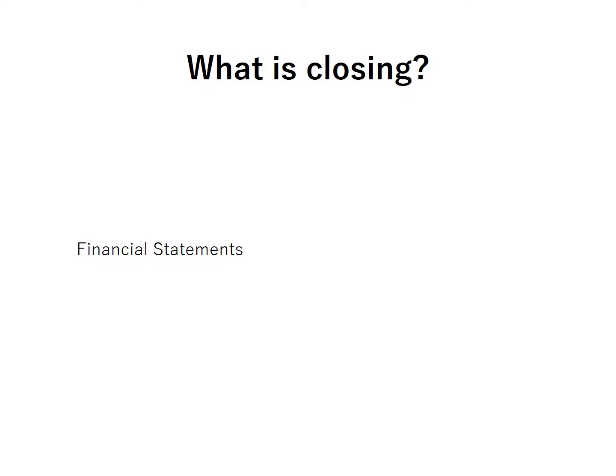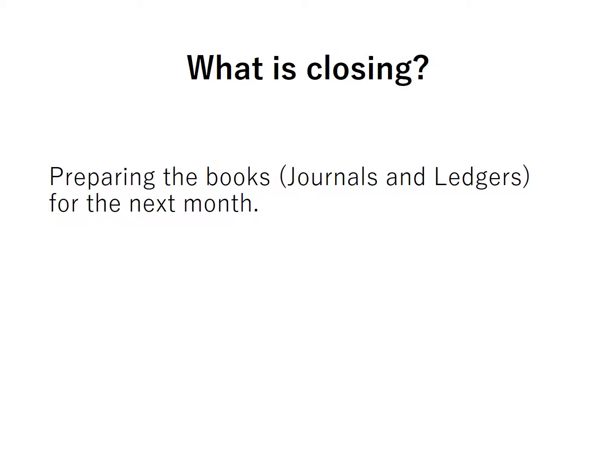After preparing the financial statements, we can now perform closing. What is closing? Closing is preparing the books, journals, and ledgers for the next month. By the way, a journal is also called the book of original entry because it is where we record a transaction first. Ledger is called the book of final entry.